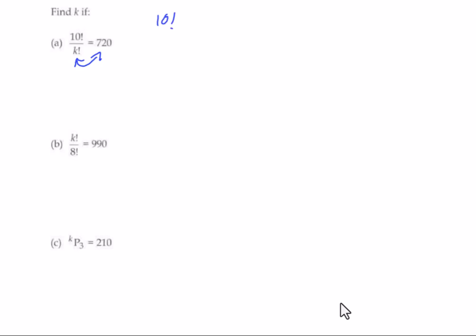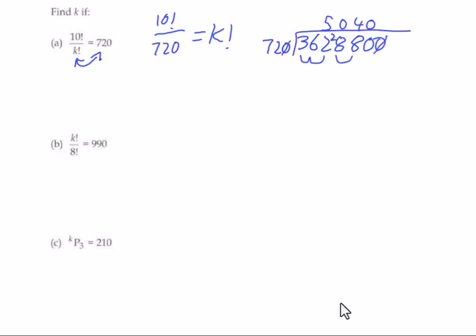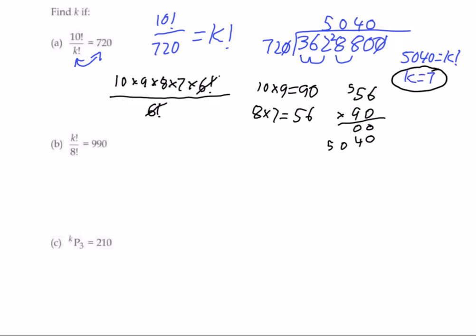For question A, multiply both sides by k factorial and then divide both sides by 720 to make the denominators swap. Then, if you know 10 factorial off by heart, you just do short division to get your answer. So that's 3,628,800 divided by 720. Obviously, you can cancel zeros to make it a little bit easier, and you'll be left with 5,040 equals k factorial, and therefore, knowing those off by heart, you should know that k equals 7.